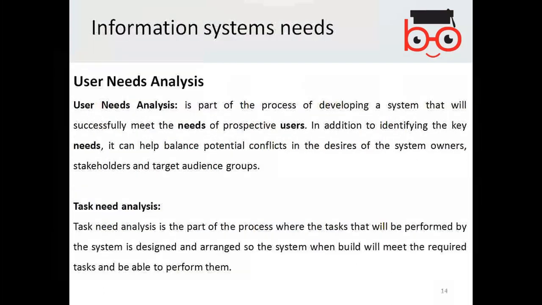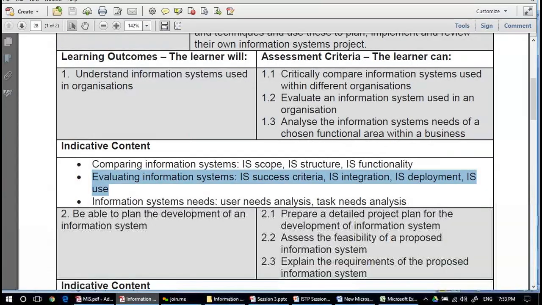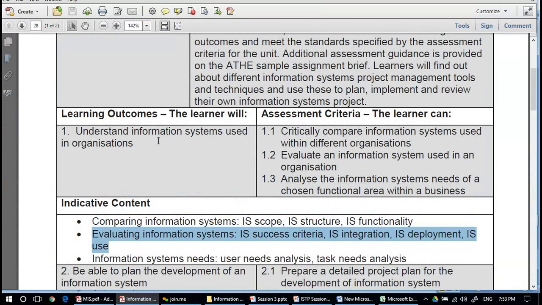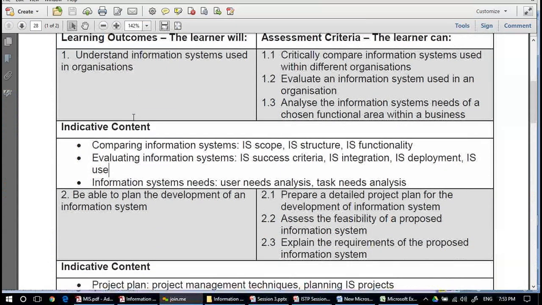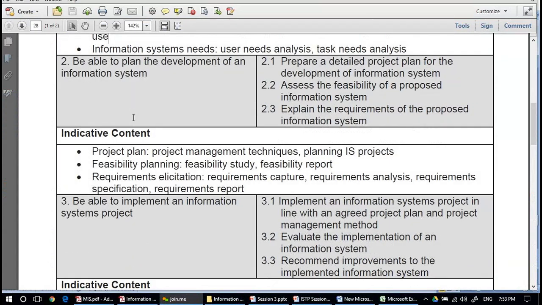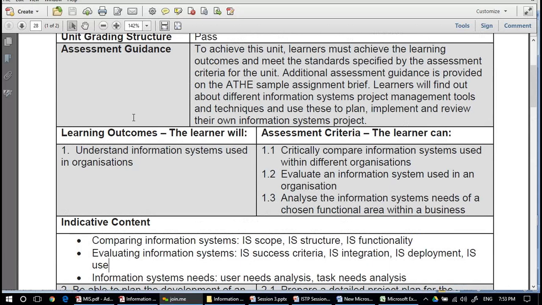So overall, from the definition of the information system to the types, scope, structure, criteria, integration and user need analysis, they basically help you understand the information systems used within the organization. So learning outcome 1 is completed here, and we will complete the next ones in the next sessions, and you're most welcome to ask any questions if you have now.